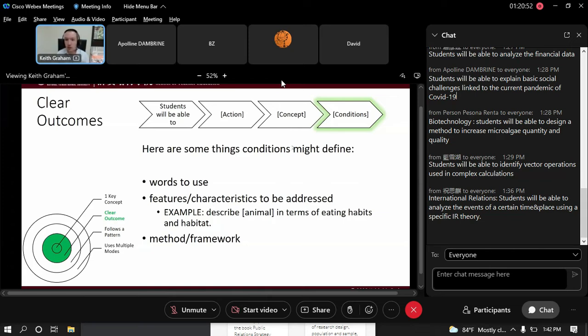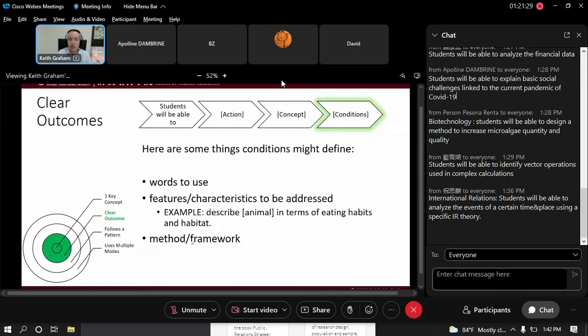So we can create conditions for words to use. That's a possibility. Sometimes we may want features or characteristics. So for example, this is a simple example, describe an animal. If we said students will be able to describe an animal, we can further add conditions in terms of eating habits and in terms of habitat. Because as you know, there are many ways we could describe an animal. So what exactly do we want them to describe? In this case, eating habits and habitat.